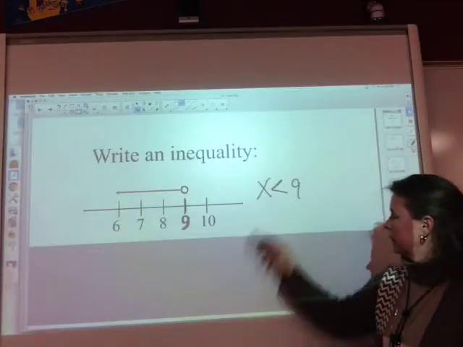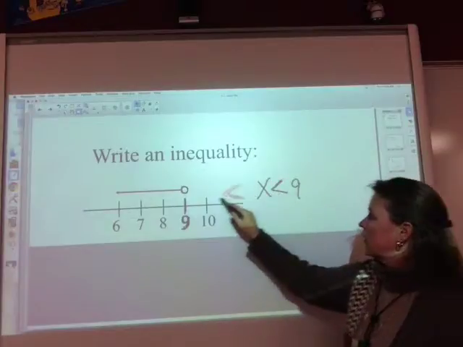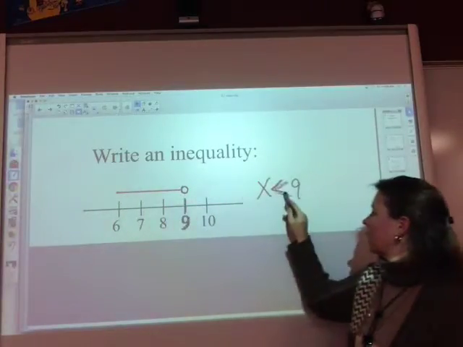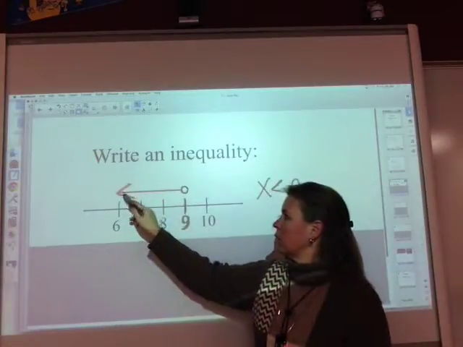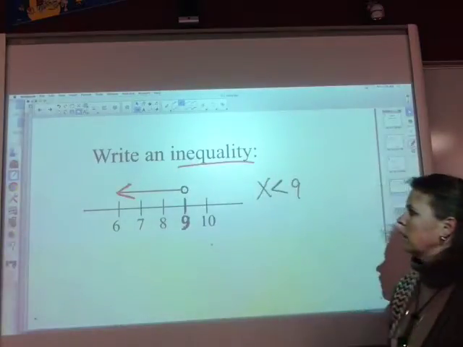And again, go ahead and check. Easiest way to check: it'd be cool if you could drag an arrow like this on your notebook paper, which you can't. But if you draw that the correct way, your arrows will match. X is less than 9. It says write an inequality. There's our inequality.